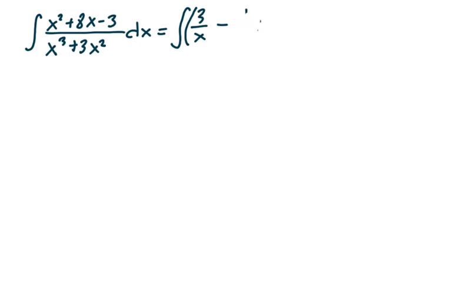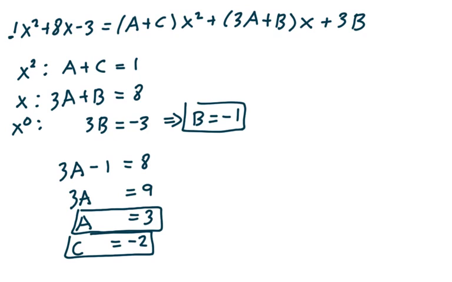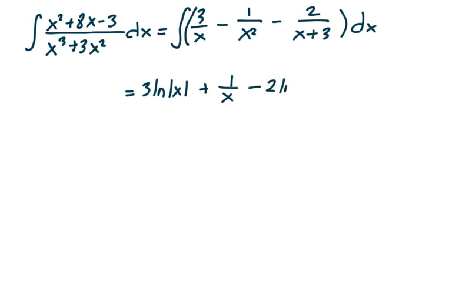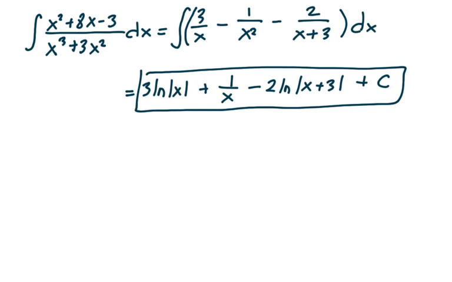Okay, now let me write that a little clearer. So we got minus 1 over x squared, and then c is negative 2. So it's minus 2 over x plus 3 dx. And so this is 3 natural log of the absolute value of x plus 1 over x minus 2 natural log of x plus 3 plus c. And these are two examples that involve partial fraction decomposition.